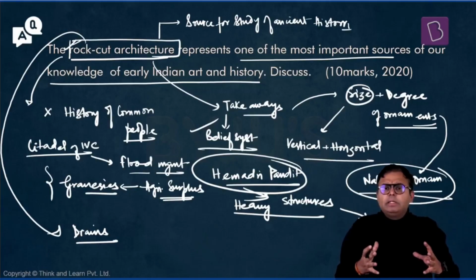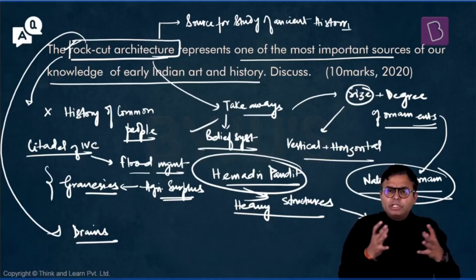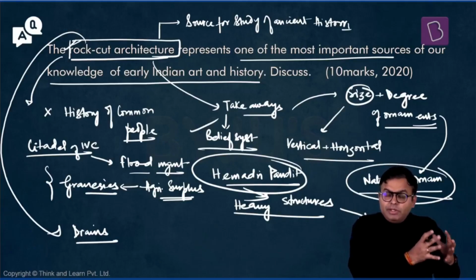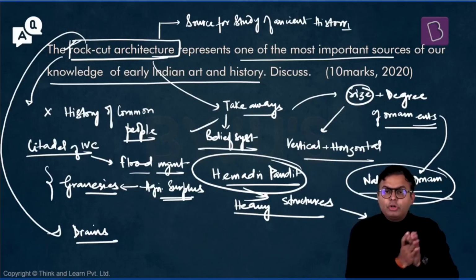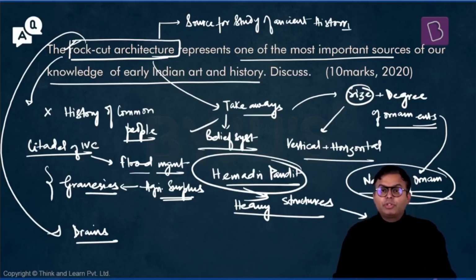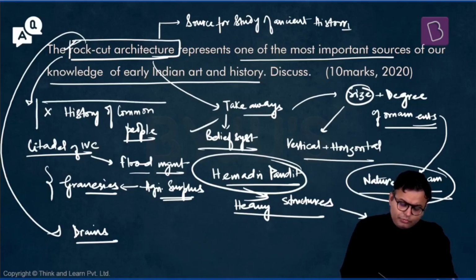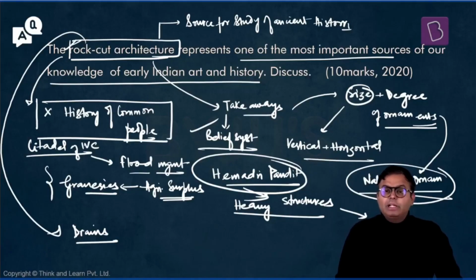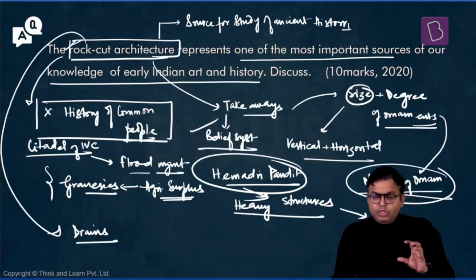So please understand that architecture, sculpture, dance forms, everything has to be studied in consonance with belief system, political happenings, economic development, and the formation of society. But the only limitation, which I always say, is that whenever you refer to any form of historical source, also briefly refer to the limitation of that art form. It gives not a complete picture, only a partial picture, or I would say a majority of the picture.